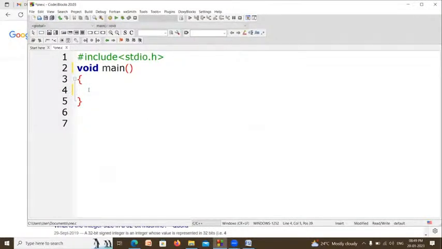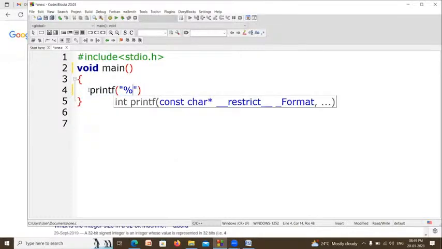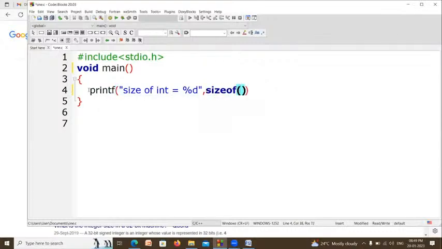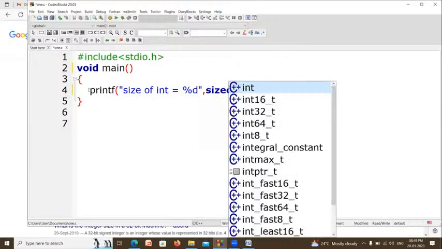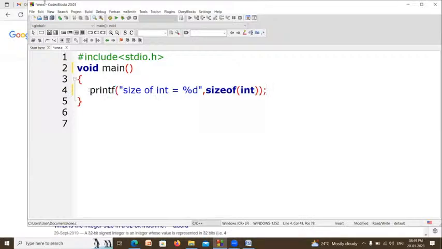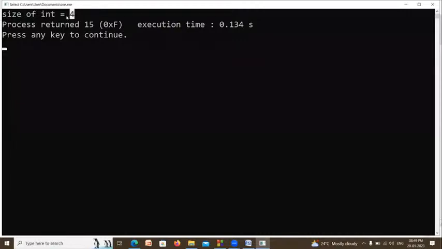So, what is the size now? My system is 64-bit. I will ask it to print "size of integer equal to %d" using the sizeof operator, sizeof(int). Now it will print only 4 bytes. My system is 32-bit, 64-bit; now its size of integer is only 4 bytes.